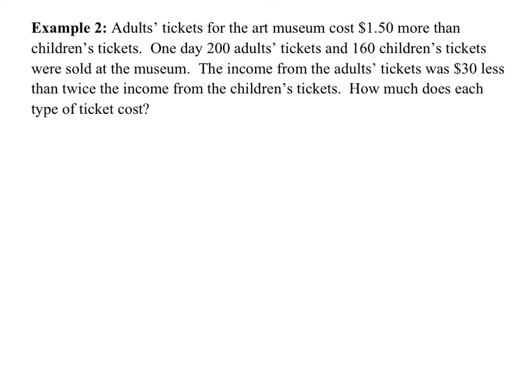So what I would do is erase this piece right here. And when I use 30 less than, I know it's going to be minus 30. So put a minus 30 again. There's 30 less than twice the children's income. What's the children's income? I'm using the terms of X. X is the children's tickets, right? How many tickets?